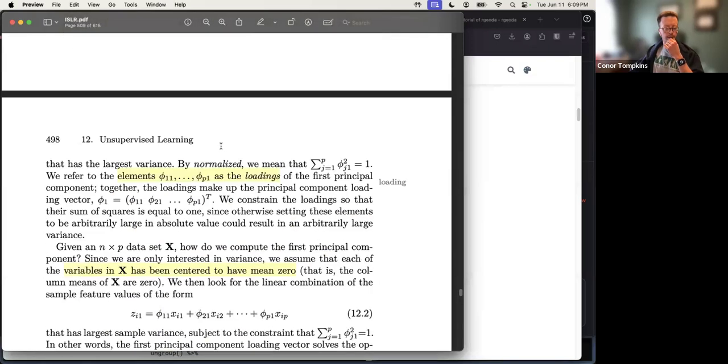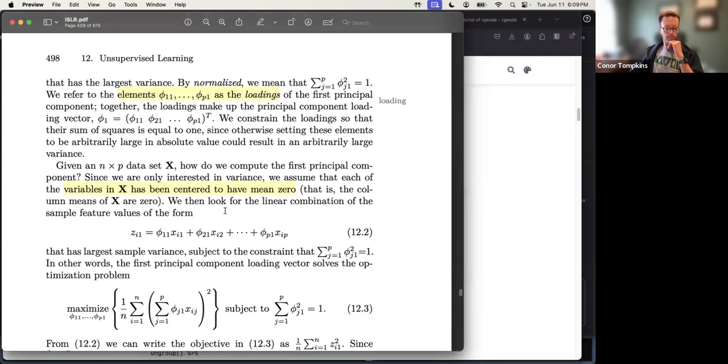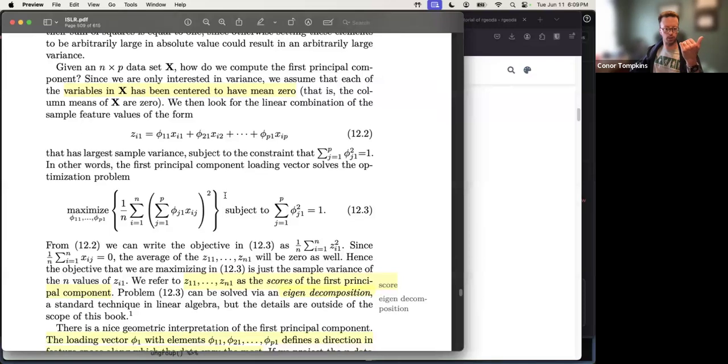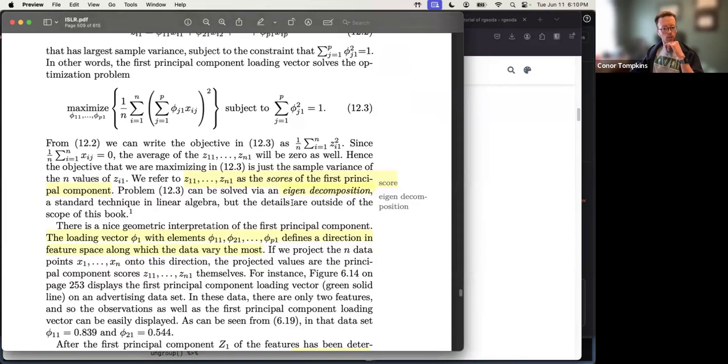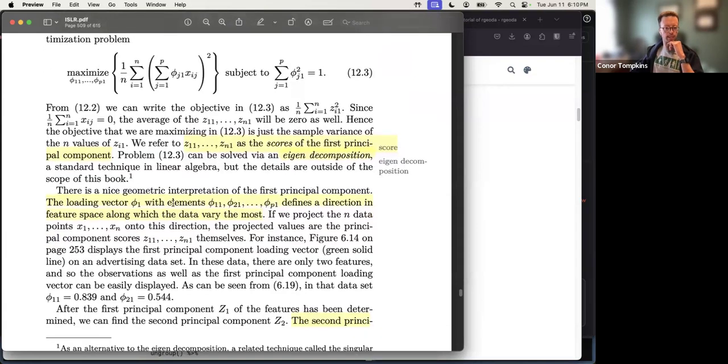So the first thing you do is scale the input data. Otherwise, that can skew the amount of variance that's used in the calculation. So you rescale all your variables in the matrix to have a mean of zero, and you get loadings, you get scores. If you want to get into the really deep math of it, you can talk about eigenvectors. But really, it's about creating these elements that are directions in the feature space, right?